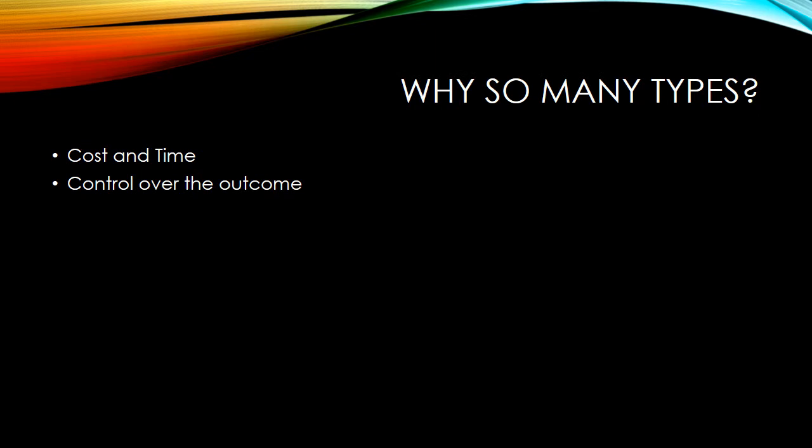Now, why are there so many types of mediation? There are four different types because, as I said earlier, of the cost and time. The cost of each goes up with the more people involved, and then the time goes up as well. Such as with direct negotiation, the cost is very little and the time is very little, but that's because you only have two people involved.